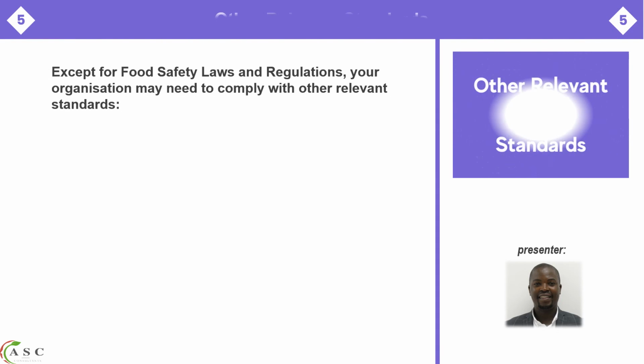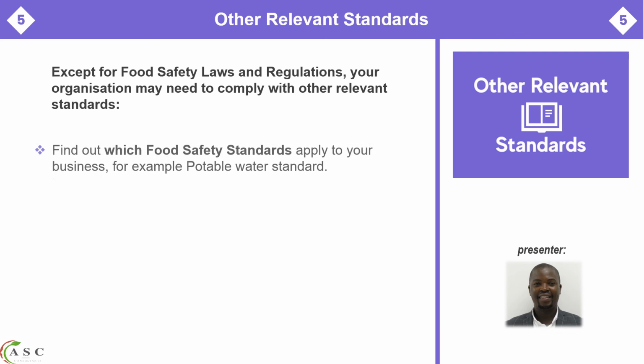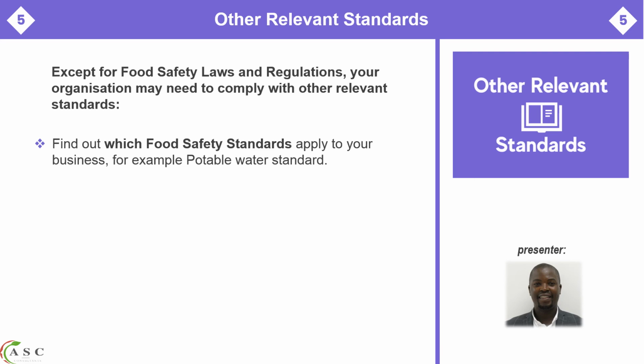The next step, which is a key component of FSSC 22000, is to comply with other relevant standards. So except for food safety laws and regulations, your organization may need to comply with other standards. It could be a standard relating to potable water. It may be a standard relating to labeling. It may be a standard relating to microbiological requirements of food products. So you must find out which food safety standards apply to your business, for example, the ones that I've listed above.